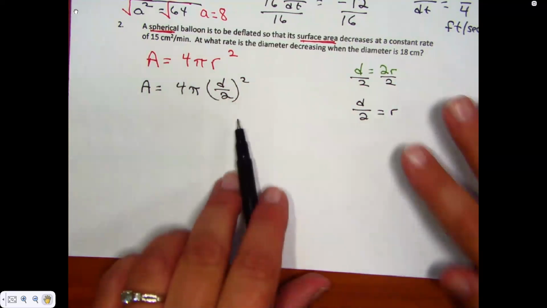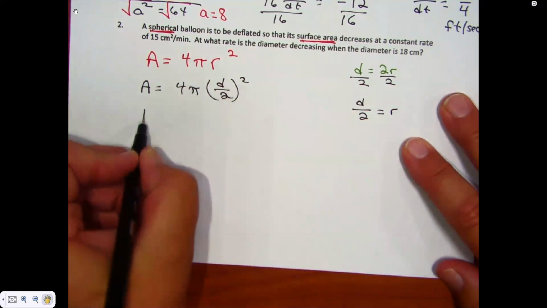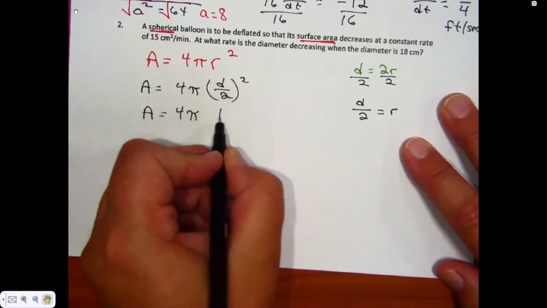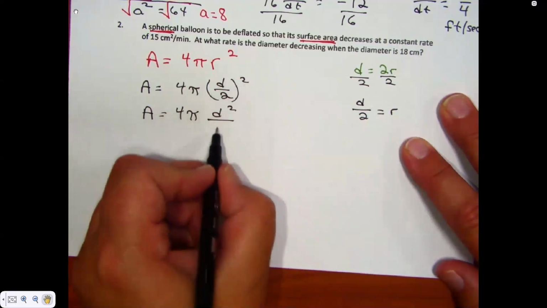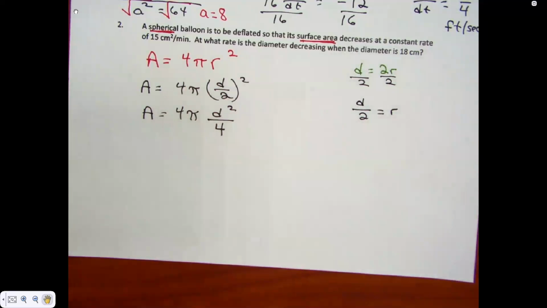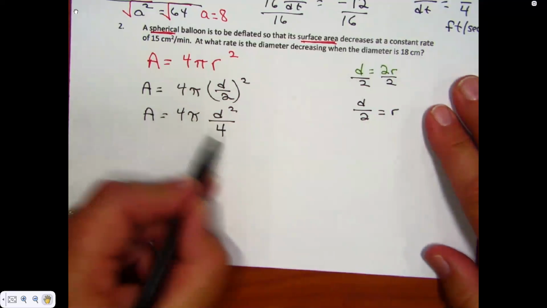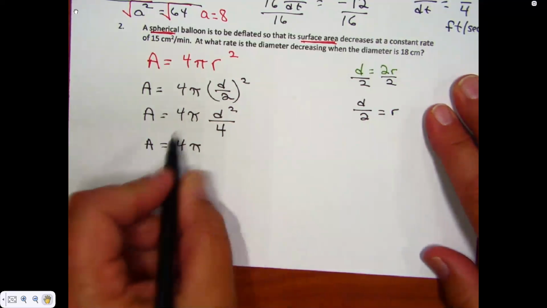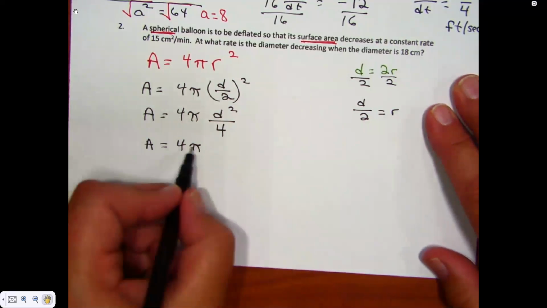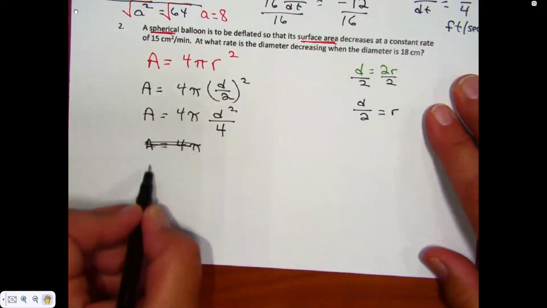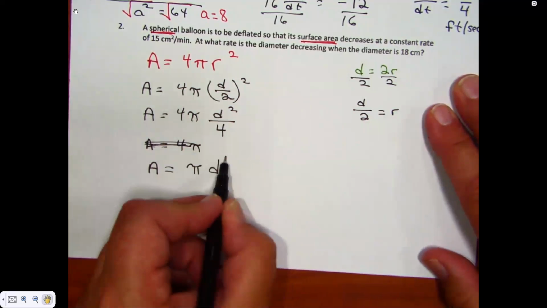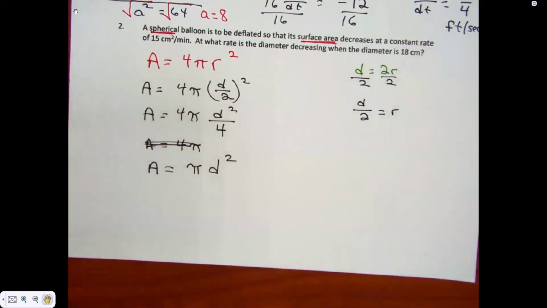This one turns out kind of nice. Before we even take the derivative, we can bring this in. So d squared over 2 squared, which is 4. And that turns out really nice because then the 4's cancel. That one was a little trickier, but we canceled the 4's. So we actually really only have pi times diameter squared, because the 4's cancel.